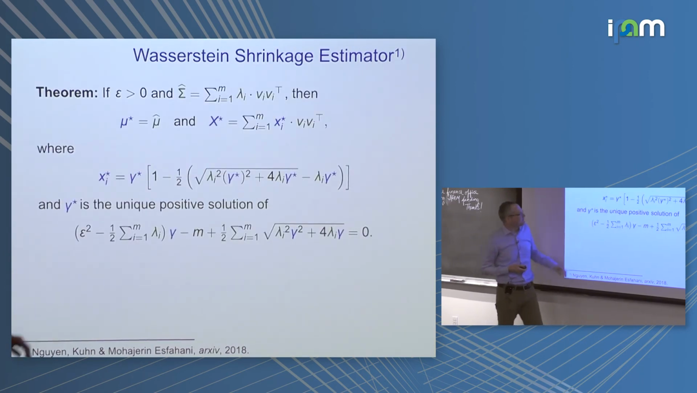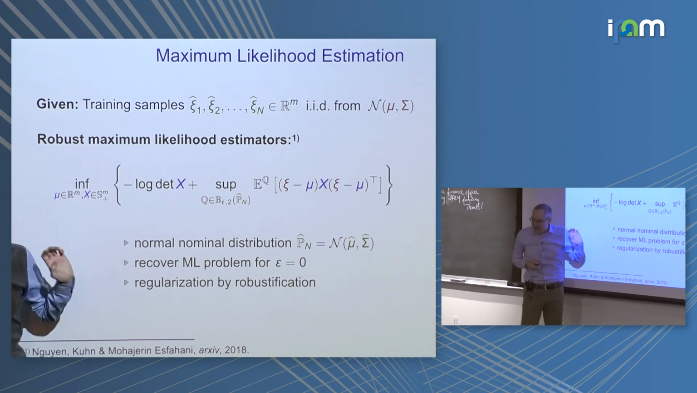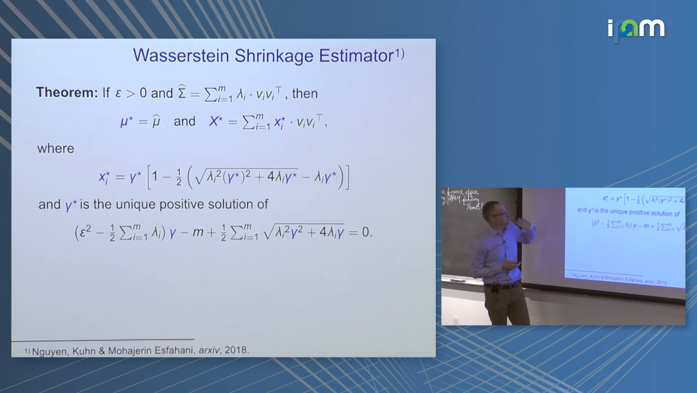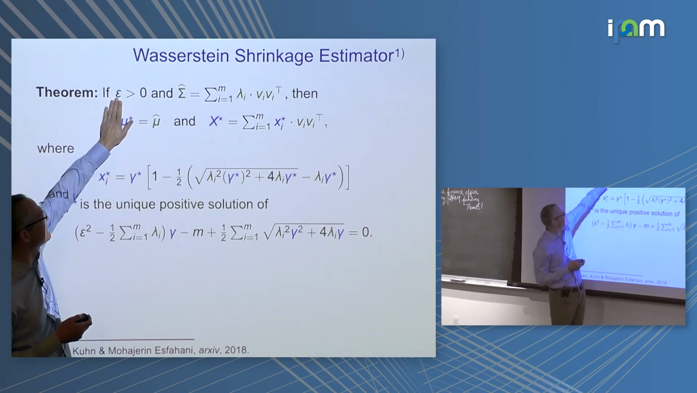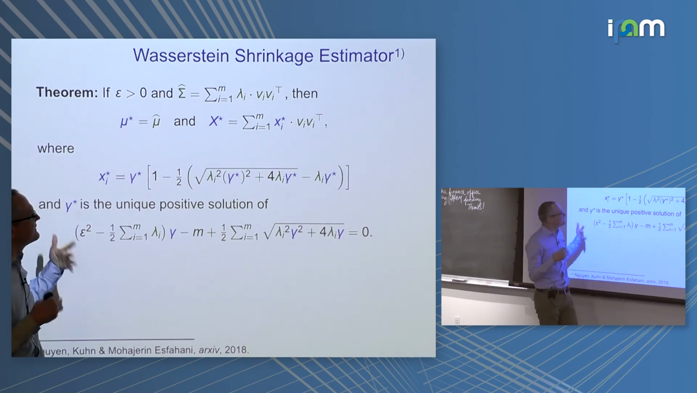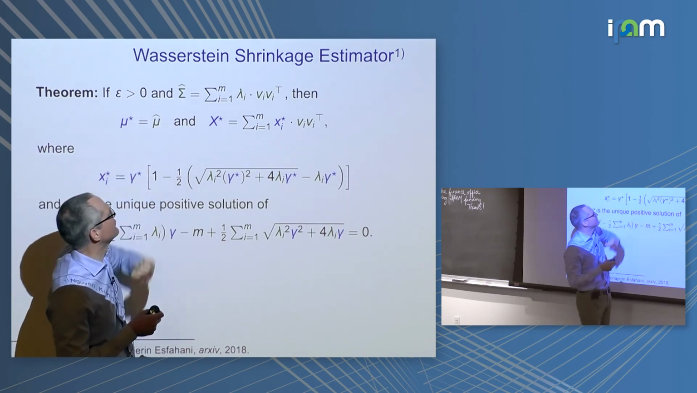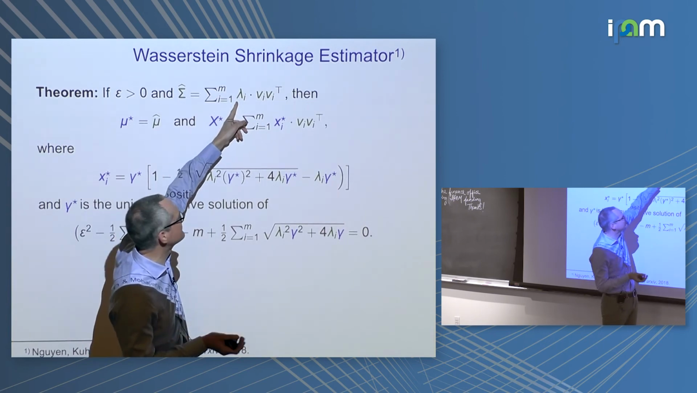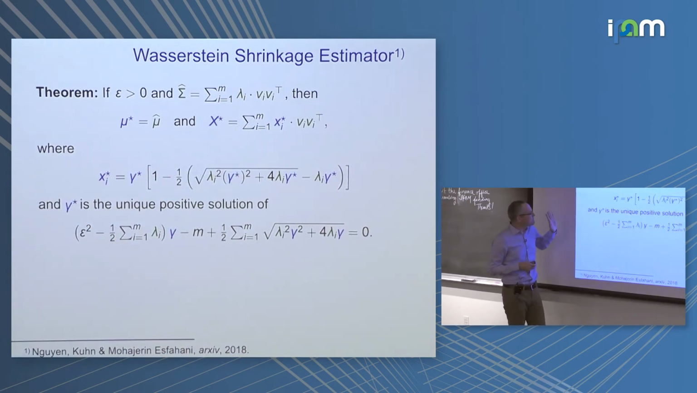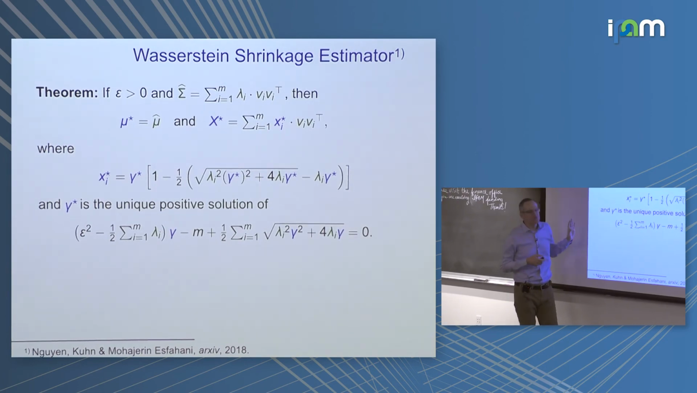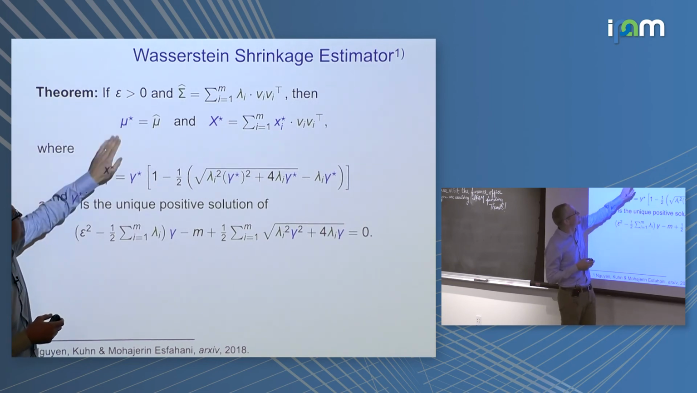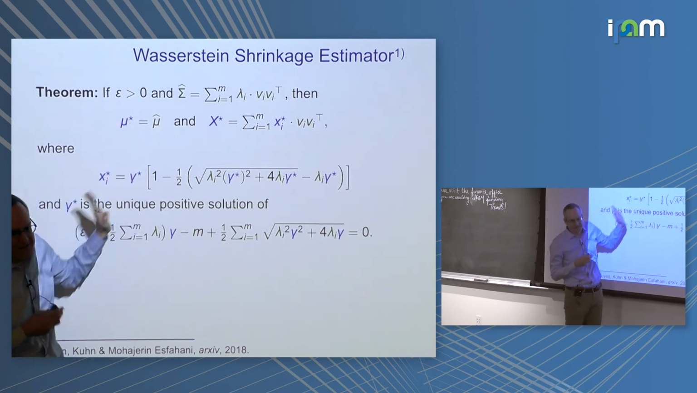So this problem has a lot of structure, and actually we can solve it in closed form. Let me show you the closed form solution in this theorem here. This holds only if epsilon is strictly positive. What we need here is the spectral decomposition of the sample covariance matrix. The lambda i's are the eigenvalues, greater than or equal to 0, and the v i's are the orthonormal eigenvectors. We can prove that the optimal solution of the robust maximum likelihood estimation problem is, for the mean, just the sample mean, not very exciting.